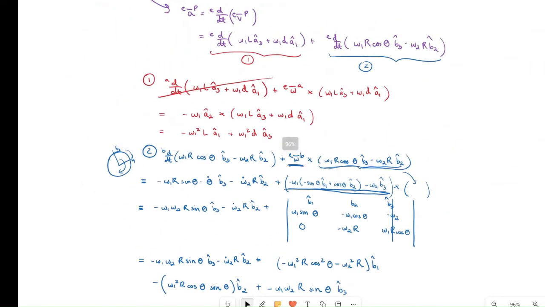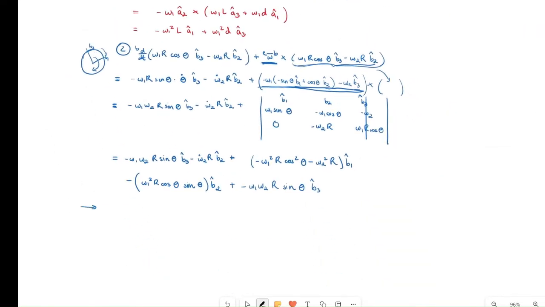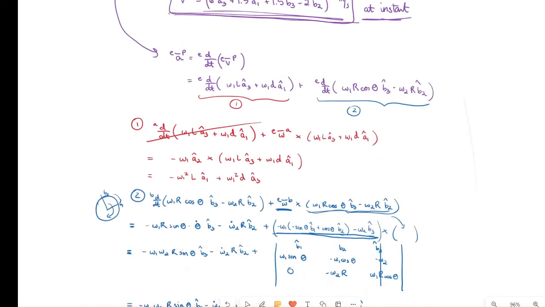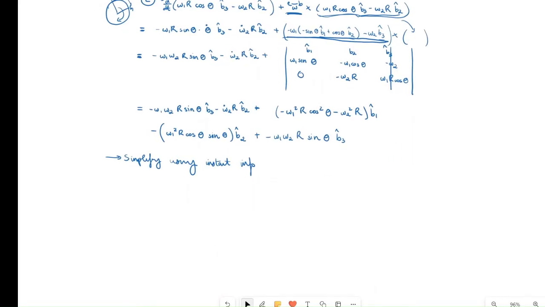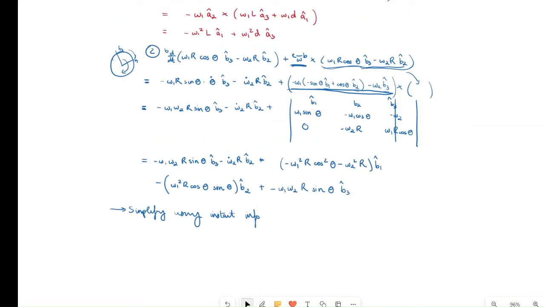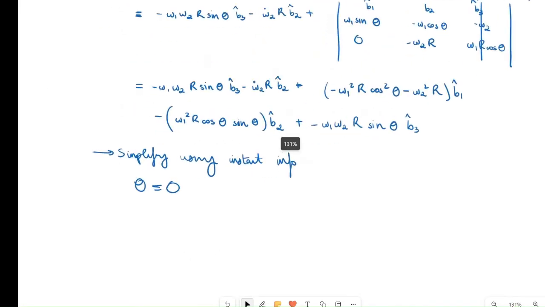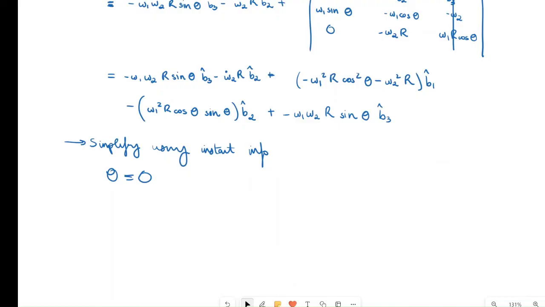And what I'm actually going to do is simplify using the instant info. Like we did above, we have everything at the instant. So now that we finished taking the derivatives, we can start plugging in the values that we know to find the acceleration of that point P at that instant. And we know that at that instant, theta is equal to 0, so our sine terms all become 0, which is great news.